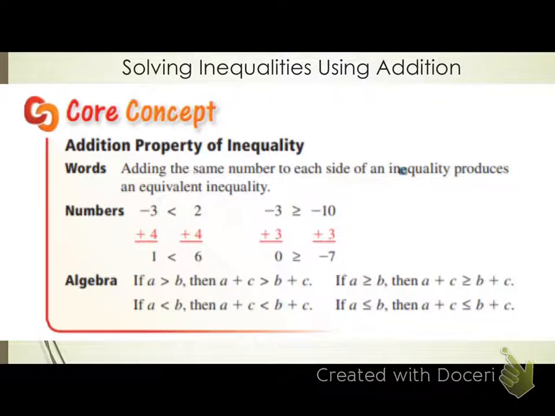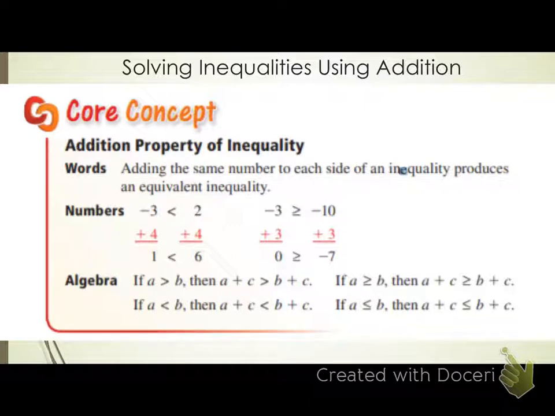Here's our addition property of inequality. Adding the same number to each side of an inequality produces an equivalent inequality. It gives you two examples right here. Negative 3 is less than 2. That's a true inequality, correct? If I add 4 to both sides, negative 3 plus 4 gives me 1, and 2 plus 4 gives me 6. Is that still a true inequality? 1 is less than 6. Yes. So if I add the same thing to both sides, I still get a true inequality.